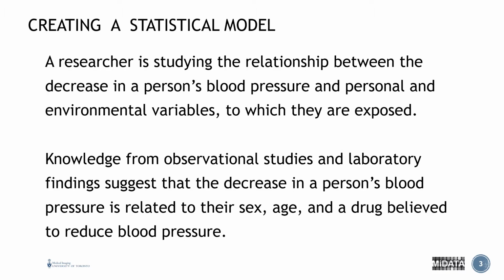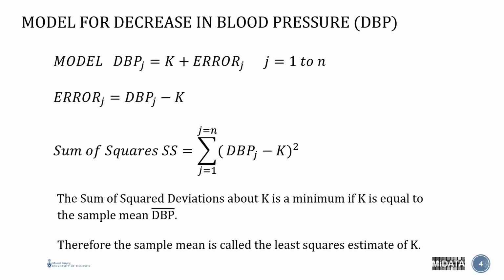So, creating a statistical model. Of course, let's go back to our example. A researcher is studying the relationship between the decrease in a person's blood pressure and personal and environmental variables to which they are exposed. Now, knowledge from observational studies and laboratory findings suggests that the decrease in a person's blood pressure is related to their sex, age, and a drug believed to reduce blood pressure. Let's build a statistical model for the decrease in blood pressure.